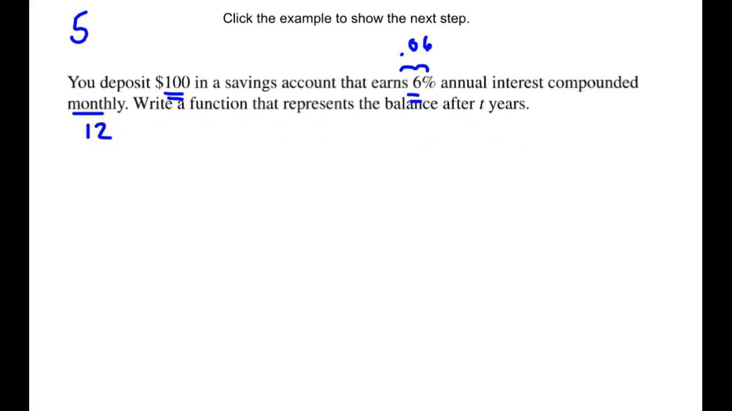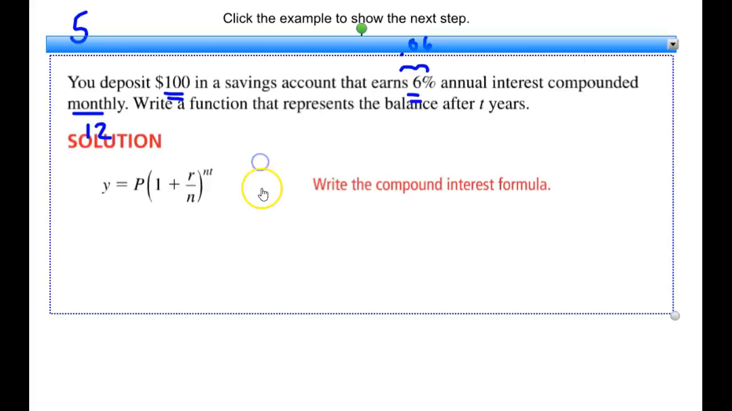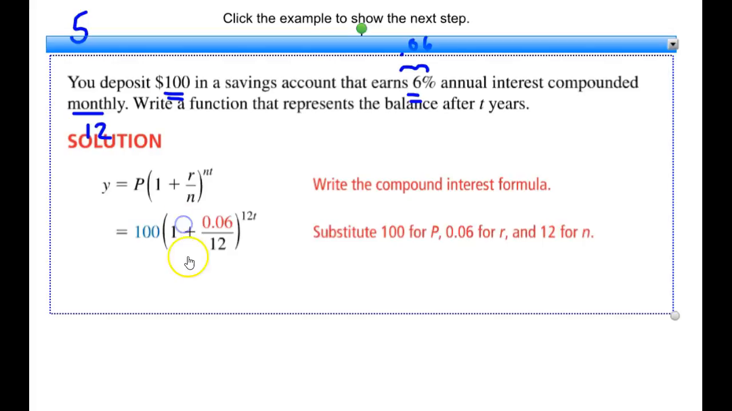So then I'm going to write my function. So now I have all of the information that I have. So I take my parent function, my original function, and I plug in the things that I know. I started with 100, my 0.06 interest, my n was 12 because there are 12 months in a year, and then I have my t. So that will tell me if I want to say, well, in 7 years, how much money will I have? Well, now I can just put in a 7 for t and go from there.